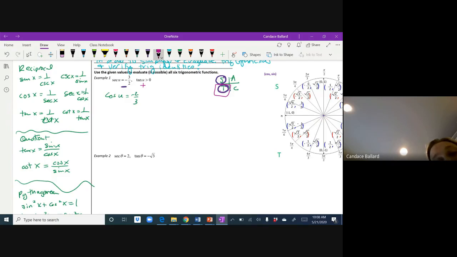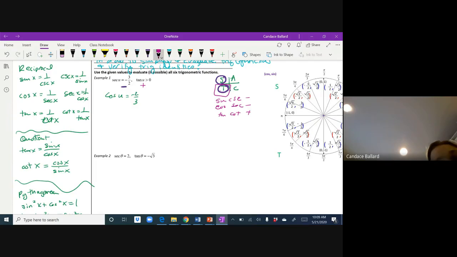So what this means is that sine and cosecant should have negative answers. Cosine and secant have negative answers, and tangent and cotangent would have positive answers. So I'm going to keep that in mind as I'm doing my problems. And I already found my secant and my cosine, and they're both negative.